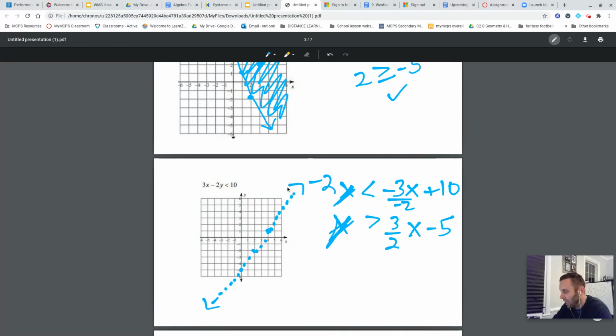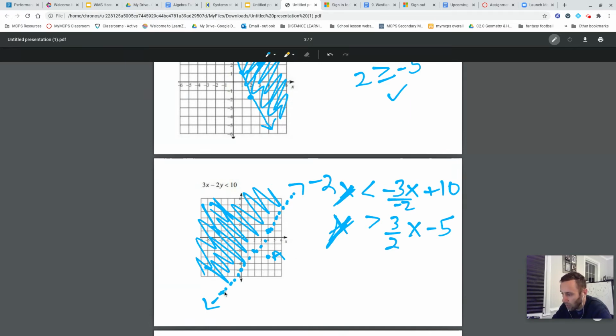And then where would the shading be? Well, hopefully you said the shading would be above the line. Now, looking at this, where are some solutions? Okay, so for example, I'm going to put this point right here. We'll call that point A. Is that a solution? Good. Hopefully you said no because it's not part of the shading.